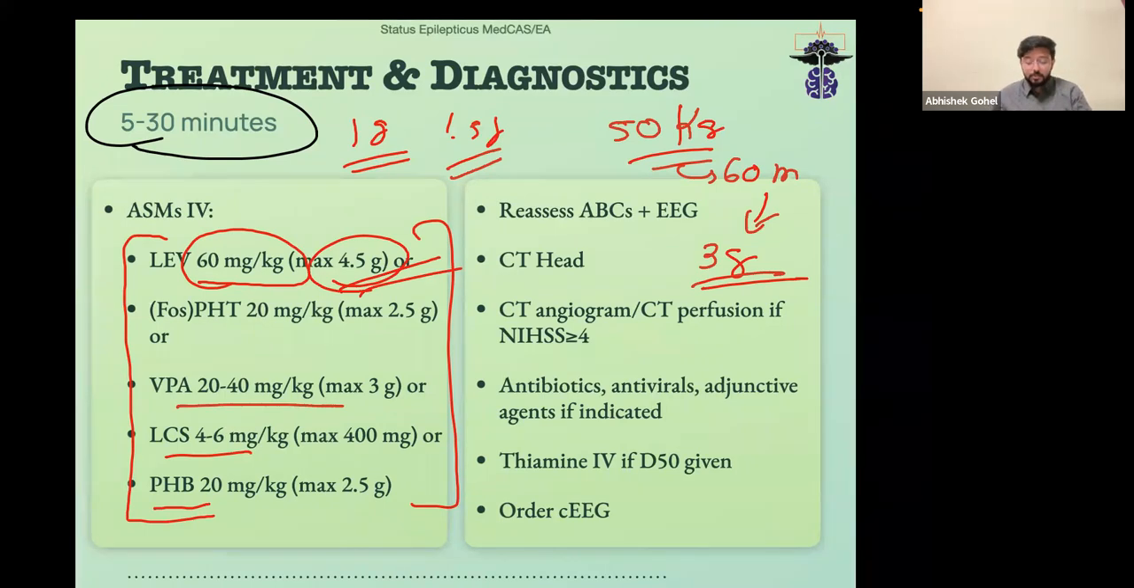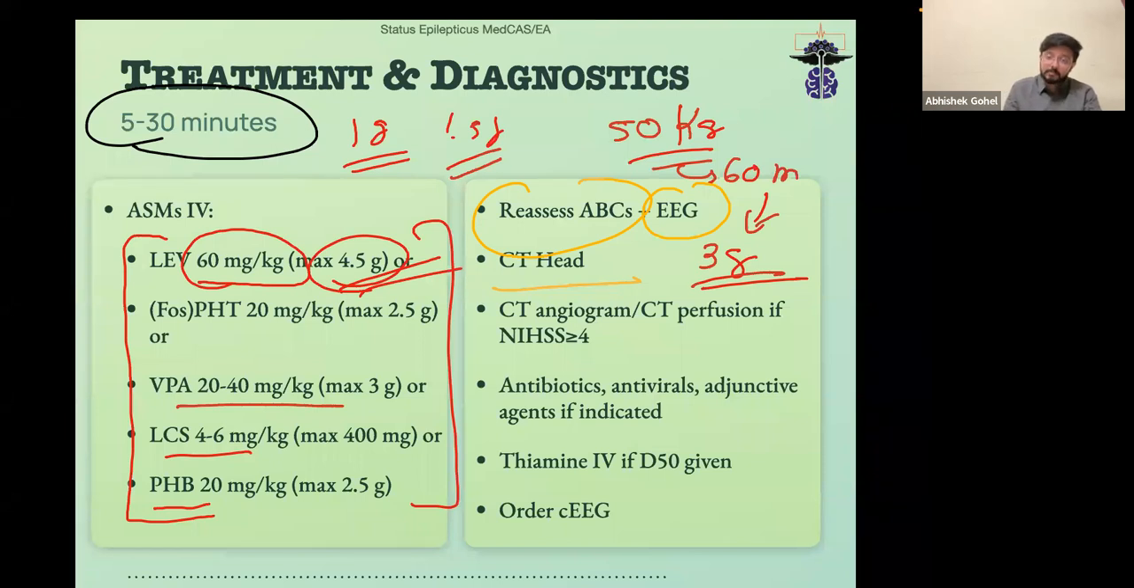At this time, you should not waste time just calculating the doses. You just give it. You just see that it is not more than 4.5 gram. Anything less than that, you just give it. Okay, and you reassess ABC. You order an EEG. By this time, it should be ready within 30 minutes. You order a head CT. If you are suspecting stroke, you go for CT angiogram.